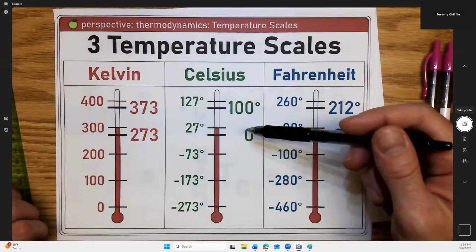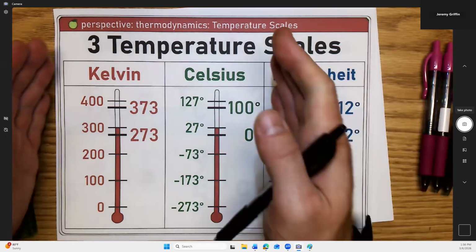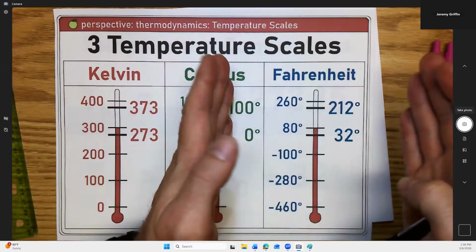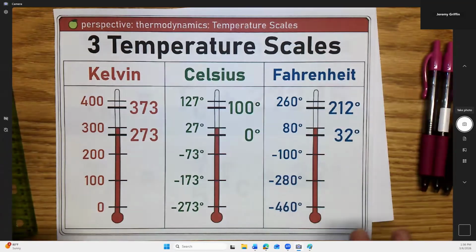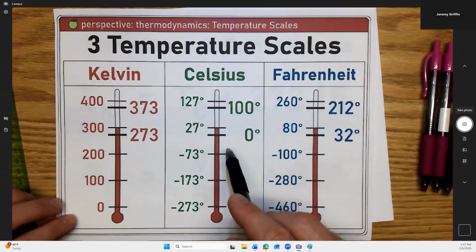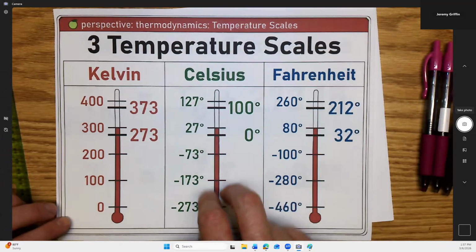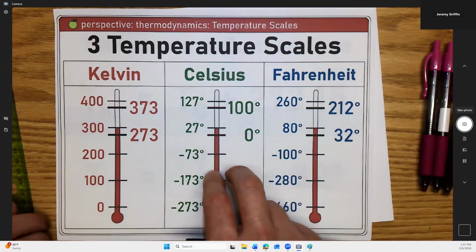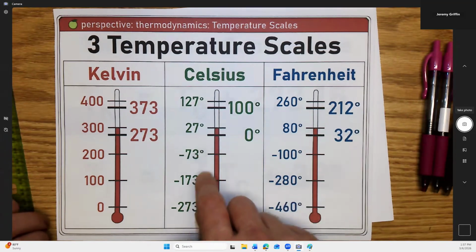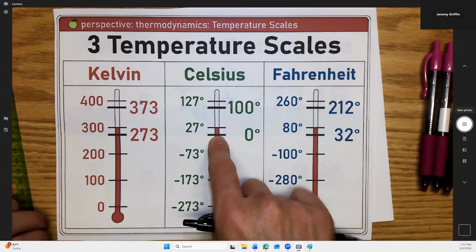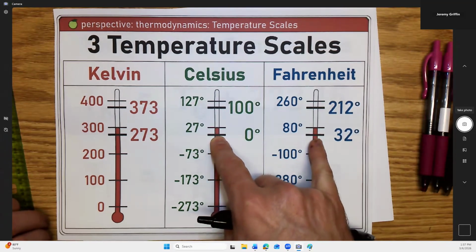And in this class, since we're doing the metric system, we'll tend to be using these left two, but since we're Americans, we also have this one on the right, called Fahrenheit. There's a whole history behind these, but here, just to show you how these compare. Okay, so what temperature does water freeze, like turn from a liquid to a solid? Yeah, okay, there you go. 0 degrees Celsius, and then in Fahrenheit, that's 32 degrees Fahrenheit.